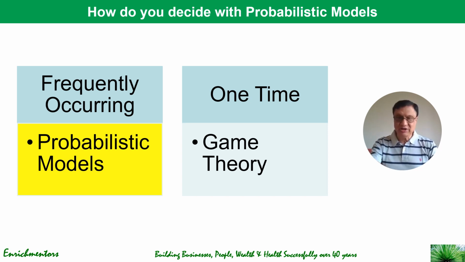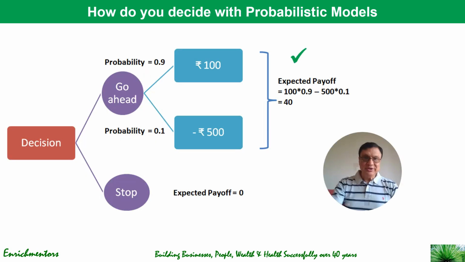So how do you decide with the probabilistic model? What you do is you need to take a decision to go ahead and do something. So you have two choices, either to go ahead or to stop. Now, if you don't do anything and you stop, you can see what is my expected payoff. Say the example is you want to put up a plant in a backward area. If you don't do it, you don't have any payoff. So the expected payoff is zero.